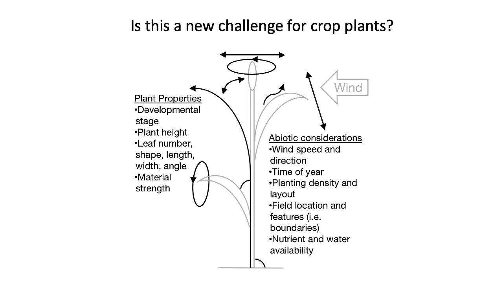Clearly wind will affect development of crop plants, but this has not been greatly explored beyond the effects, for example, due to lodging or damage to plants. And we may consider effects such as wind speed and direction, time of year, planting density and layout. All of these environmental considerations could change the relationship between wind speed, light dynamics and photosynthesis in the canopy.